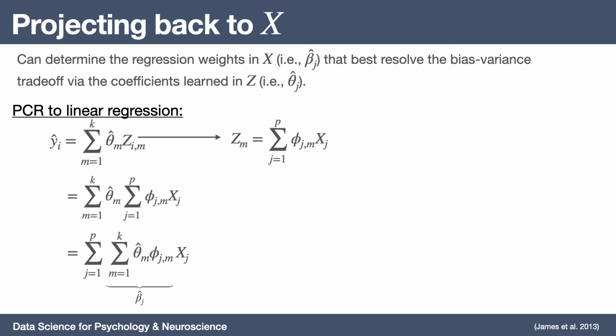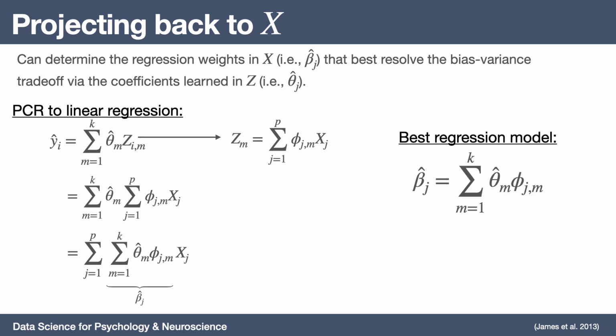It's a nice, beautiful linear combination of variables. So the best regression model for a high dimensional data set is really just the sum of all the relevant learned regression coefficients in principal component space times their component loadings for that variable. And this is true even when n comes really close to p.